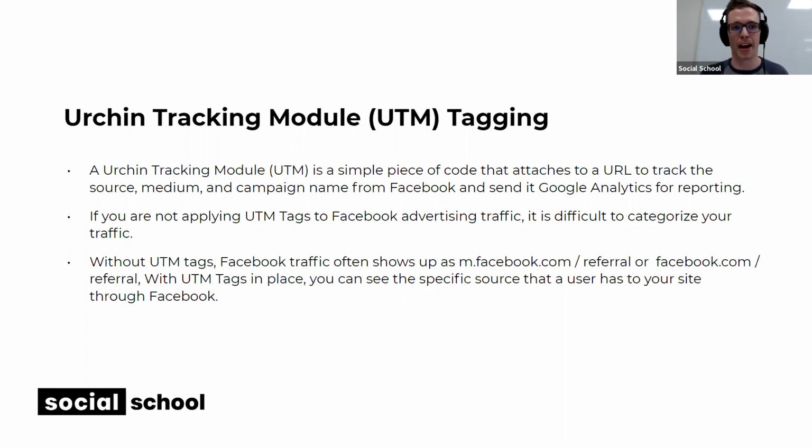So what is a UTM tag? A UTM tag actually stands for Urchin Tracking Module. I can promise you that no one will ask you what the long form version is unless you're taking a test, but usually everyone just references them as UTM tags. A UTM tag is a simple piece of code that attaches to the back end of our URL. This allows us to track the source, the medium, and the campaign name from Facebook and send it to Google Analytics for reporting. Not only does it work for Google Analytics, but it'll work for any analytics platform that we might use as well. So it's very important to have these UTM tags in there.